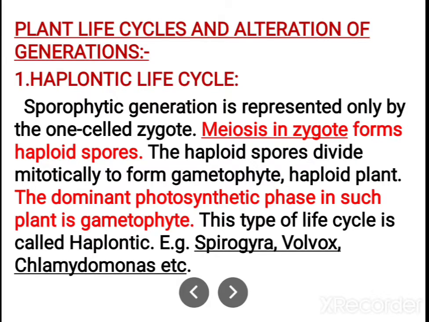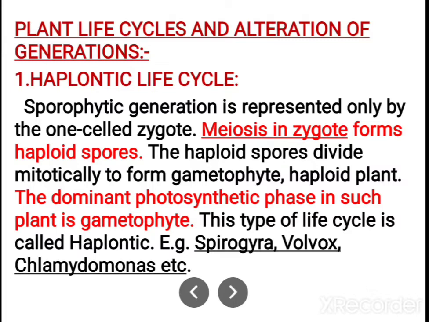So here the plant's life cycle can be divided into three types. It is haplontic cycle, diplontic cycle and haplodiplontic cycle. So first let us study regarding haplontic cycle. The sporophytic generation is represented only by one-celled zygote in haplontic life cycle.